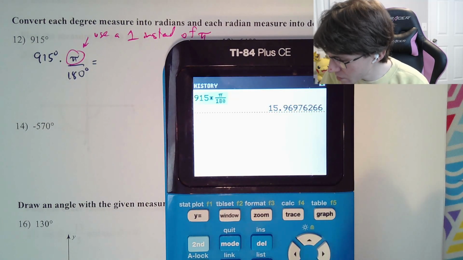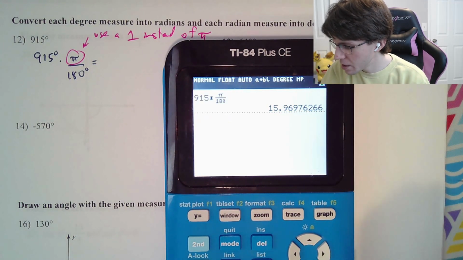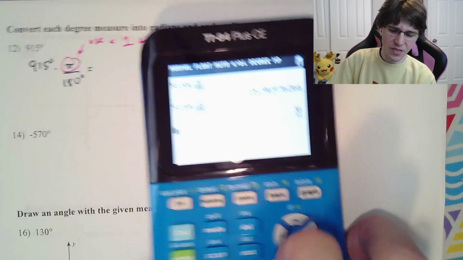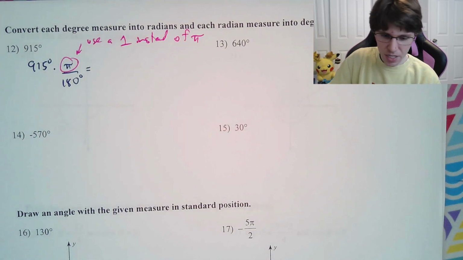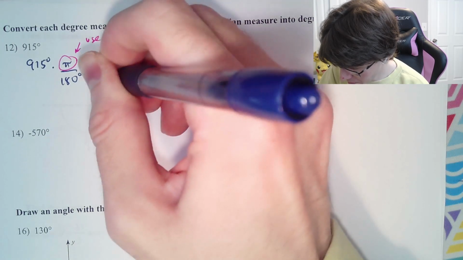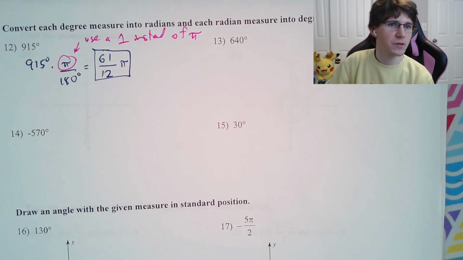So instead of having a pi there, we're going to put a 1. And if we put a 1 there, we get a nice 61 over 12. And that's going to be the number that we want to deal with. So we're going to say 61 over 12, and then we throw a pi afterwards. And that's the answer we're looking for. We do not want that decimal answer.